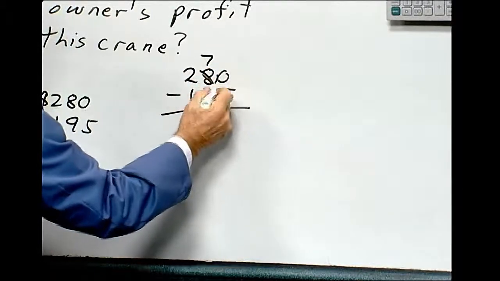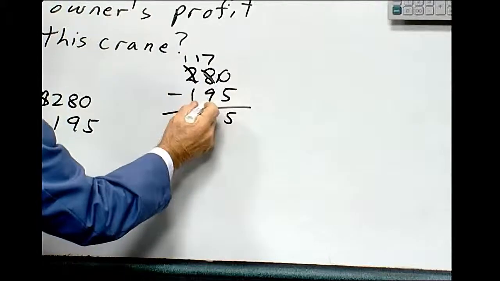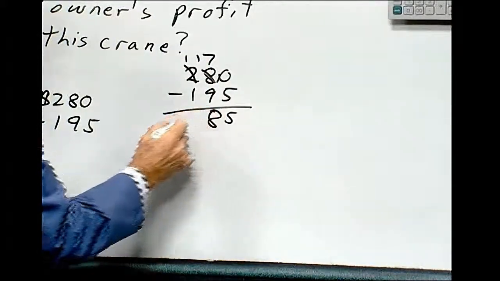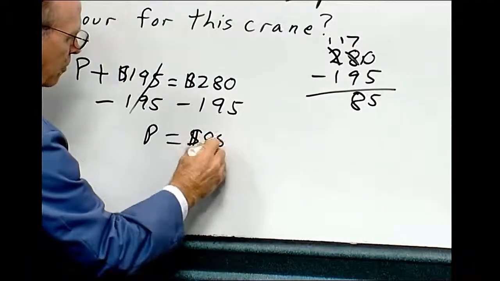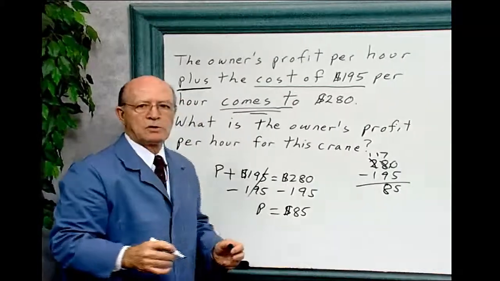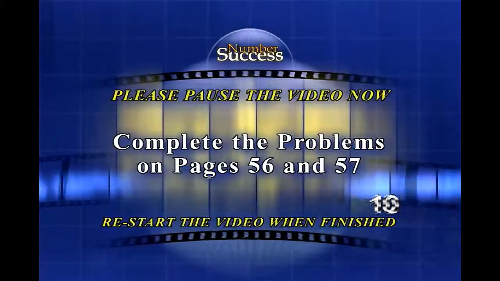7. 5 from 10 is 5. Borrow 1 from here. 9 from 17 is 8. So P equals $85. So the profit per hour for that crane is $85 an hour.